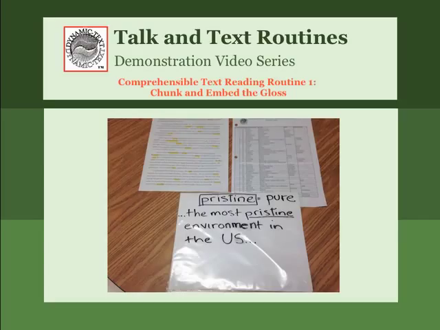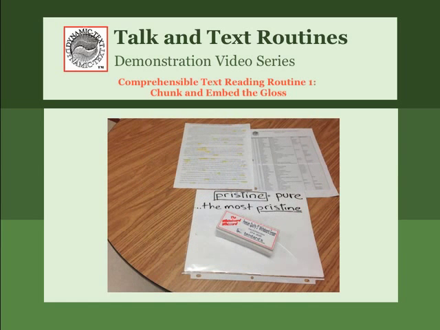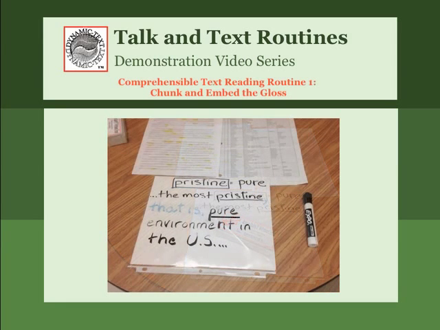And the text chunk from the text excerpt by Jared Diamond is "the most pristine environment in the U.S." When completed, review the whiteboards with several students, directing all to underline their target word. Next, students erase the whiteboard up to their underlined target word, and then they add the phrase "that is," and write the gloss, and then they add the rest of the text chunk.